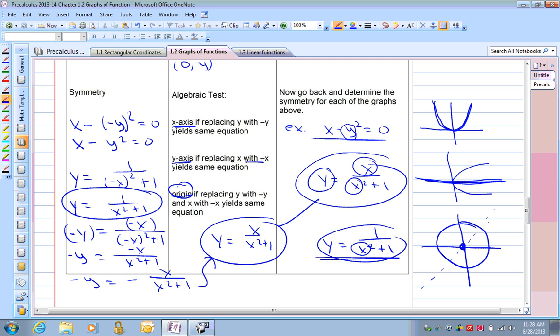All right, I'm going to have you pause, make sure you write your notes down and are really comfortable with this, because this will come up on a test and you're going to want to know how to find your symmetry algebraically.